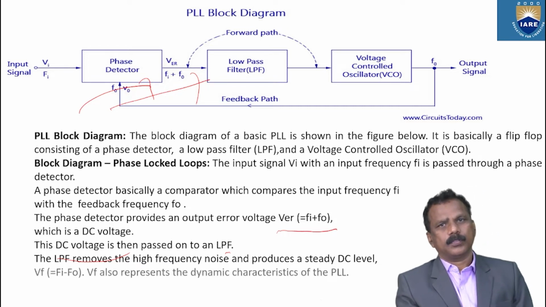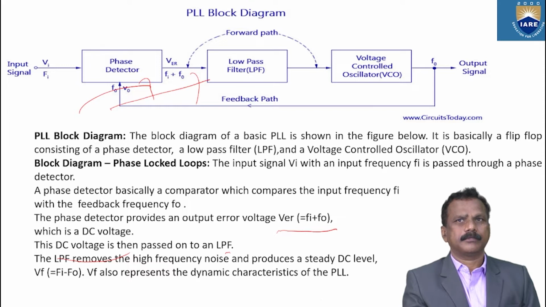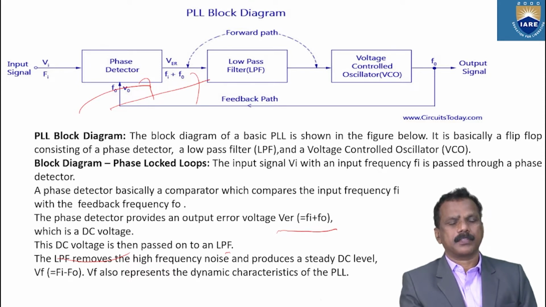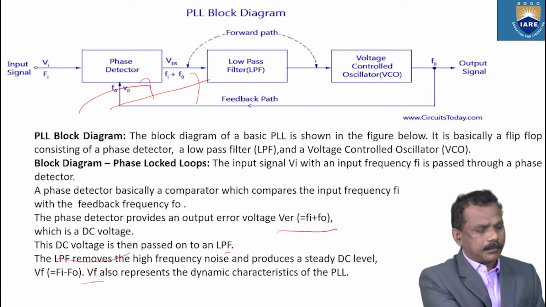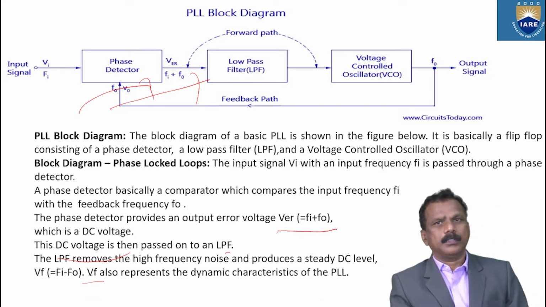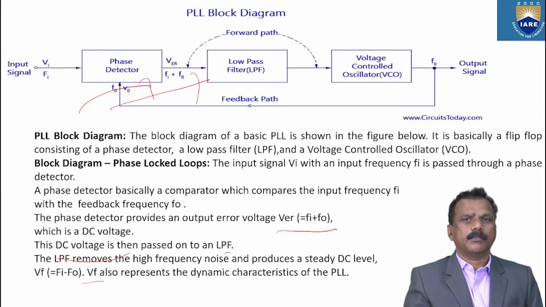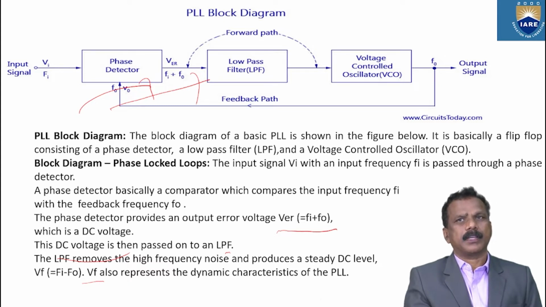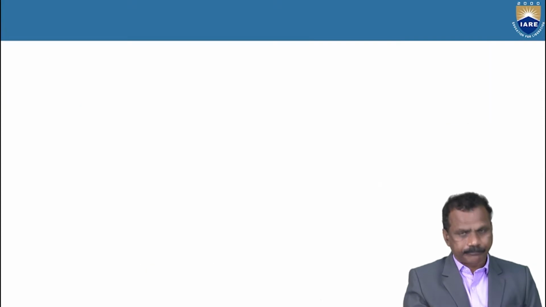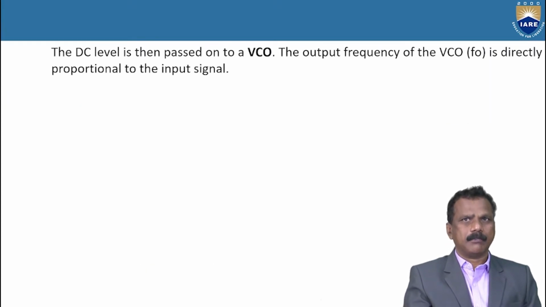VF is observed here, related to Fi minus F naught, where VF also represents the dynamic characteristics of the PLL. The DC level is then passed on to the voltage control oscillator. The output frequency of the VCO, F0, as per the previous block diagram, is directly proportional to the input signal.